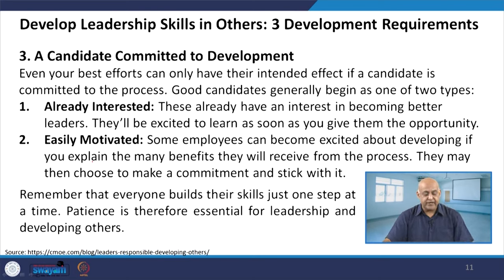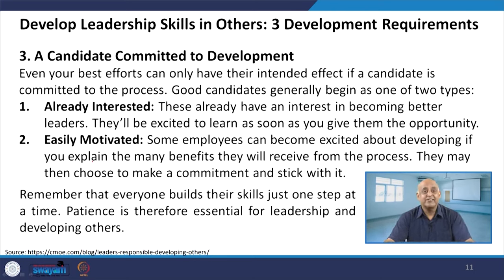So even your best efforts can only have their intended effects if a candidate is committed to the process. And good candidates generally begin as one of two types: already interested, or easily motivated. Some followers, the team members, are already so motivated that they know where the goal is, where the vision is, what they want to achieve, and they will achieve it. Sometimes you find that an employee has joined but is not that motivated, but can be easily motivated, and some employees can become excited about developing if you explain to them what the future is.